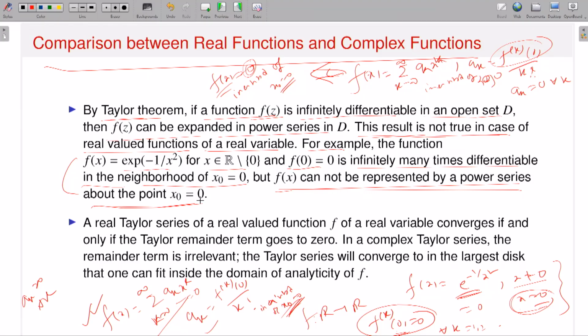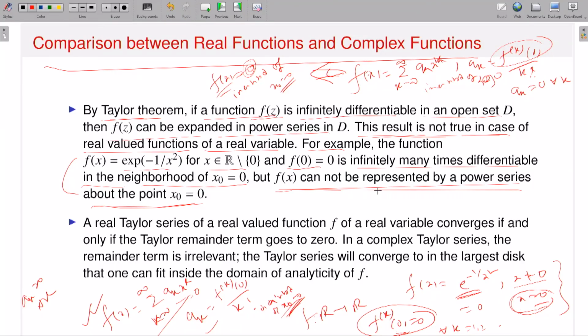So that is the clear distinction between what is called real analysis and complex analysis. In complex analysis, if I have functions which are analytic or infinitely many times differentiable, then if I take a point z0 inside my domain, I'll have a power series around the point z = z0. However, in real analysis, that is not the case.